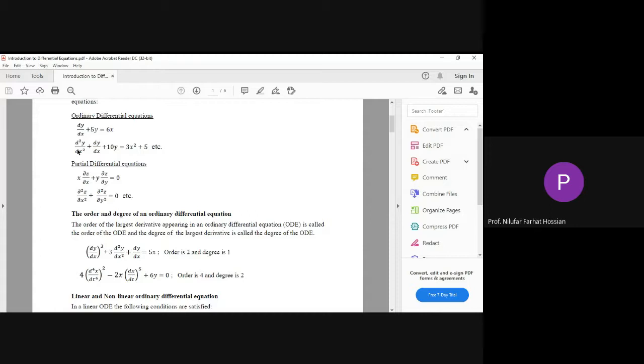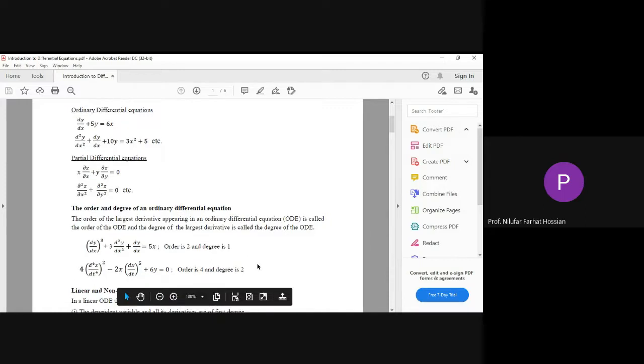So that's why the order of this ODE is 2. And what is the degree of this largest order derivative? The power is 1, so the degree is 1. So this ODE has order 2 and degree 1.